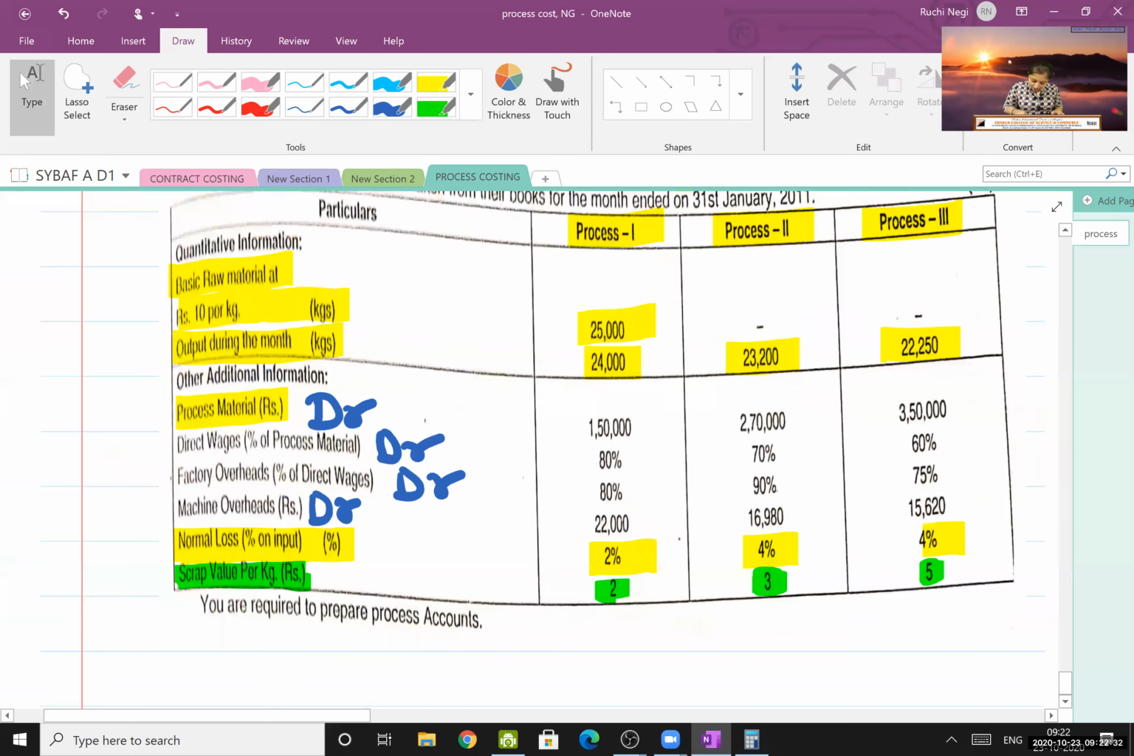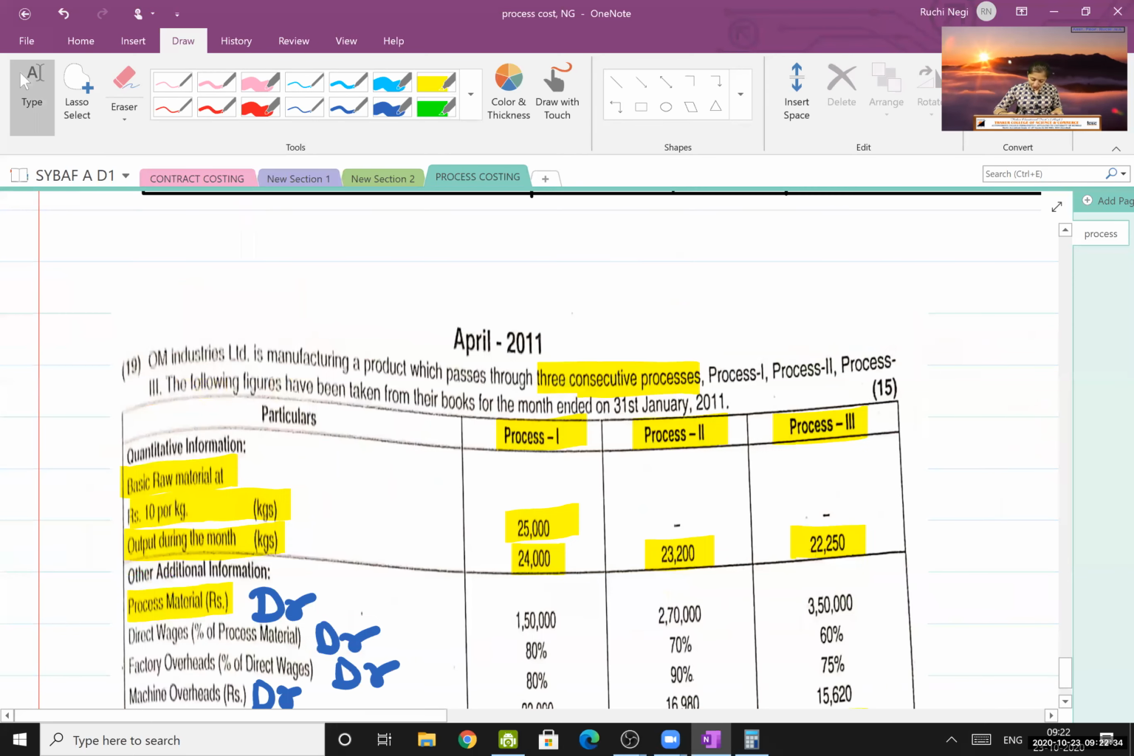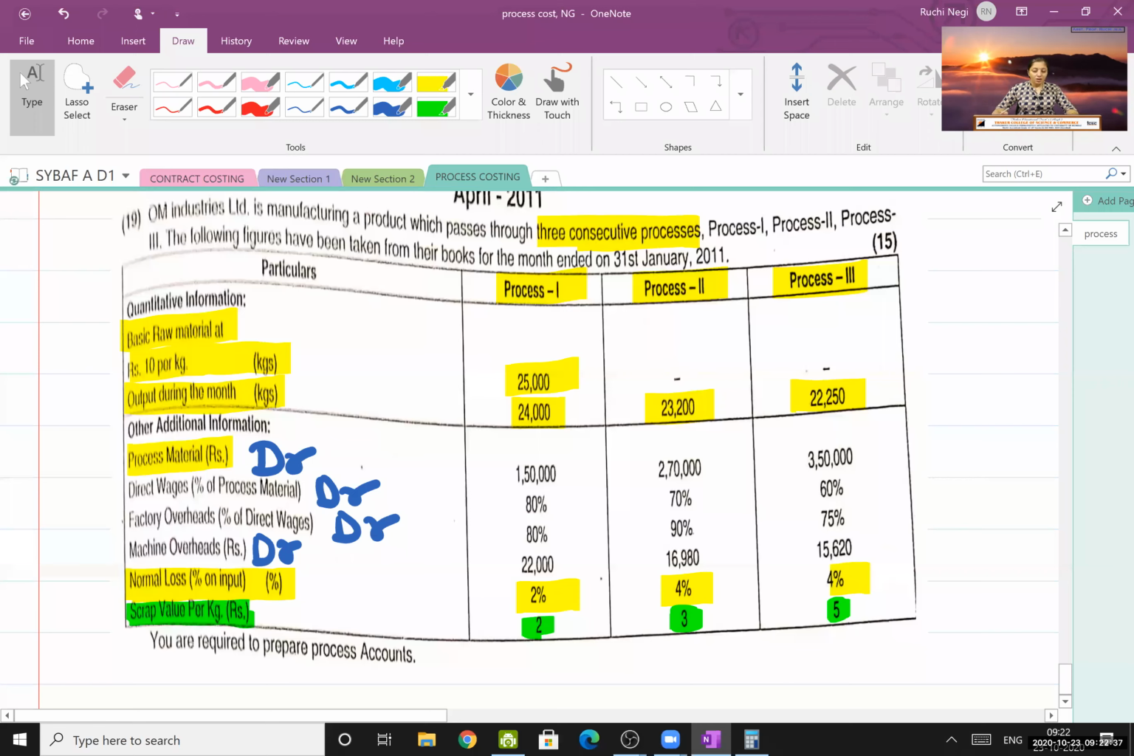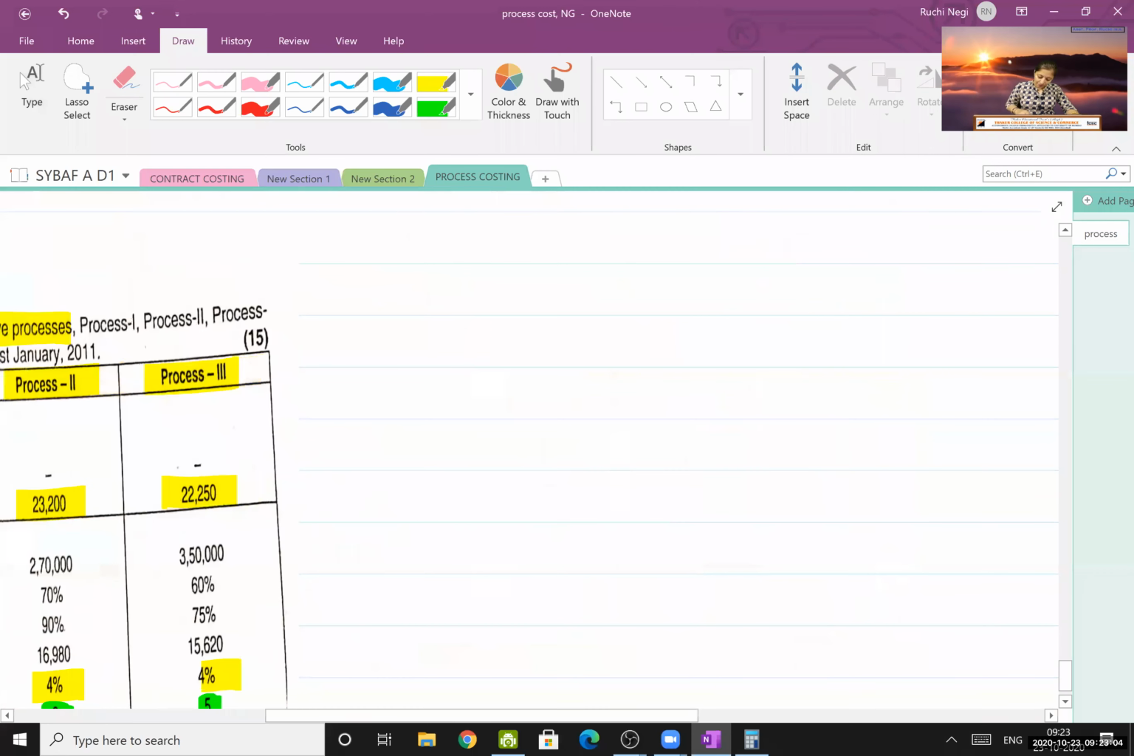Am I clear? Just acknowledge it in the chat box. Did you understand? In normal loss there are two varieties, loss in weight and scrap loss. The question will not tell you that this is loss in weight or this is scrap loss. You should know that this is scrap loss or this is loss in weight. Okay, great, good. So I understood this point. Okay, that's it. Prepare process accounts, and then the notes that I have written for you, I will show you their application in the question itself. Okay, start.